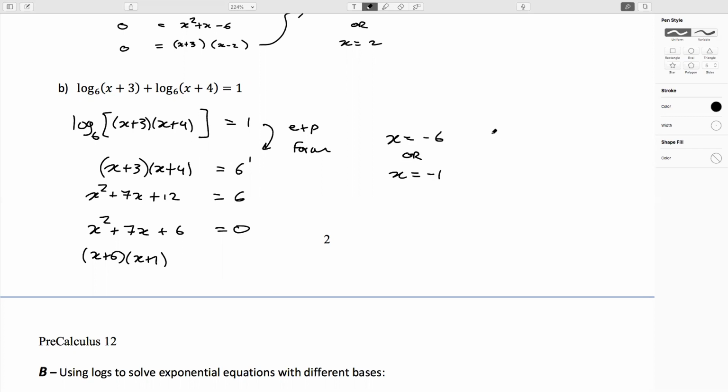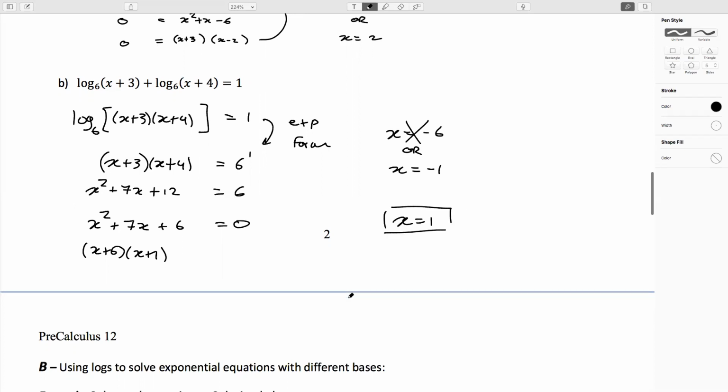And you might be thinking, well, what if we can't have negatives in our arguments? You're allowed to have a negative for x, but the whole argument can't be negative. So if we plug -6 in, -6 plus 3 gets me -3. That's negative, it's not going to work. However, -1 plus 3 is 2. That's allowed. -1 plus 4 is 3. That's also allowed. So x equals -1 is our solution in this case.